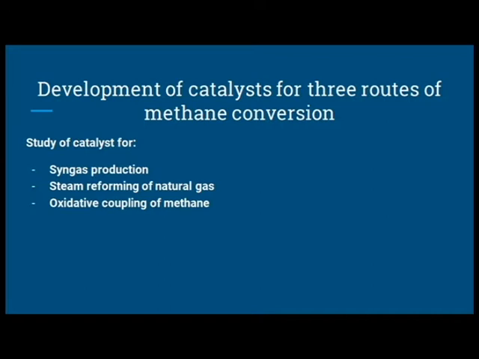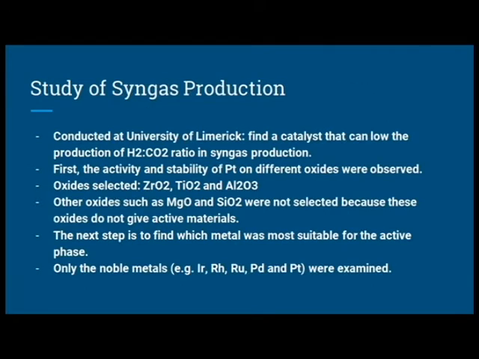There were 3 studies conducted by several universities to find the best catalyst for the 3 routes of methane conversion. And these studies are syngas production, steam reforming of natural gas, and also oxidative coupling of methane. For the syngas production, they want to find a catalyst that can lower the hydrogen to carbon dioxide ratio in syngas production.